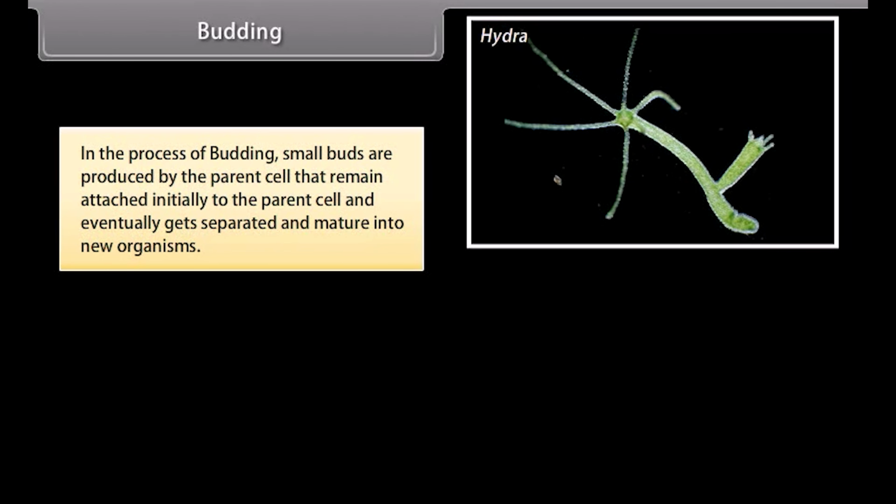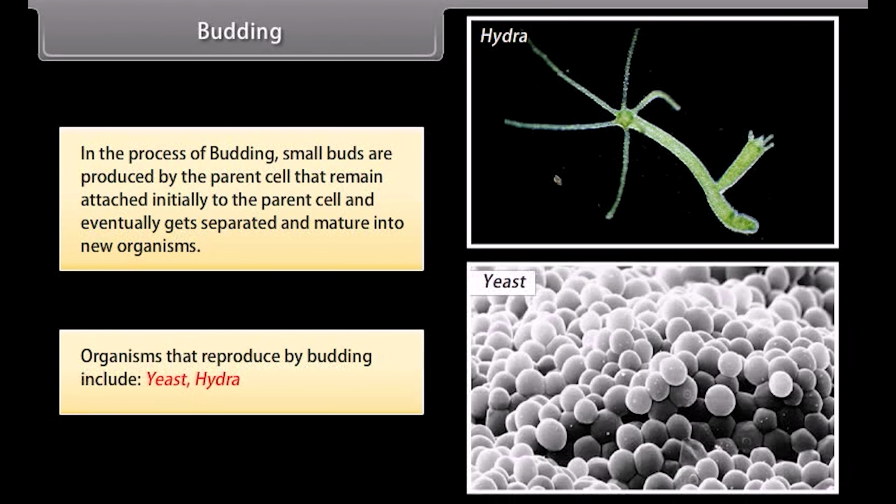Budding. In the process of budding, small buds are produced by the parent cell that remain attached initially to the parent cell and eventually get separated and mature into new organisms. Organisms that reproduce by budding include yeast and hydra. The following diagram shows the bud developing on parent hydra.